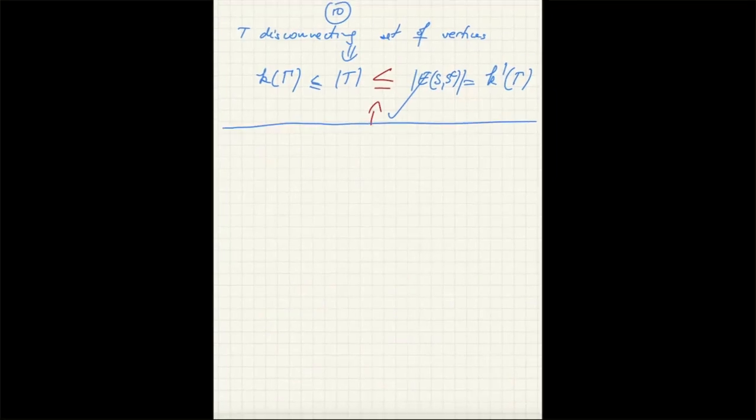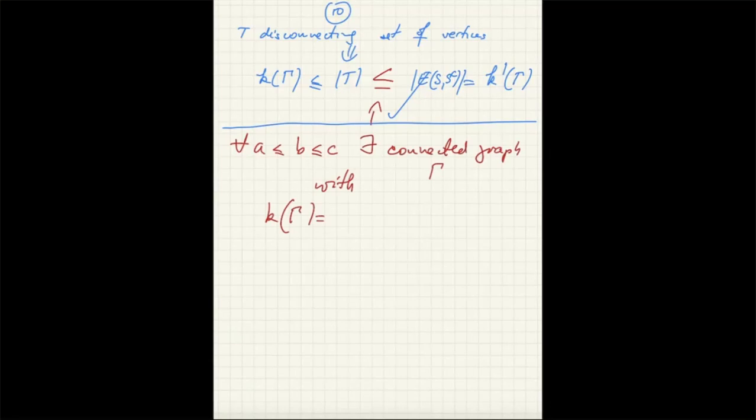So basically, this is the inequality that one proves. In general, there's no relation between these parameters, so these connectivities can behave differently. And one can prove, I'll leave this to you as an exercise, that for any A, B, and C, there exists a connected graph gamma with vertex connectivity being the smallest one, A, edge connectivity being the middle one, B, and minimum degree being C.